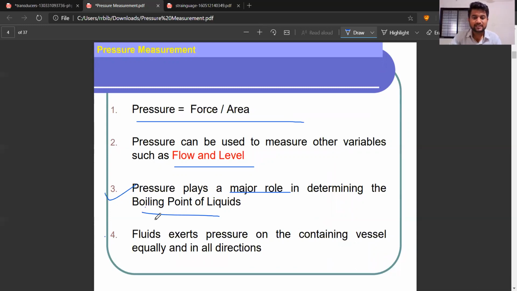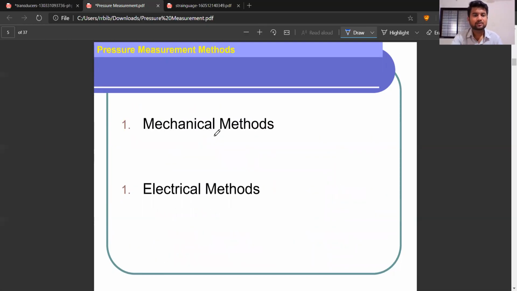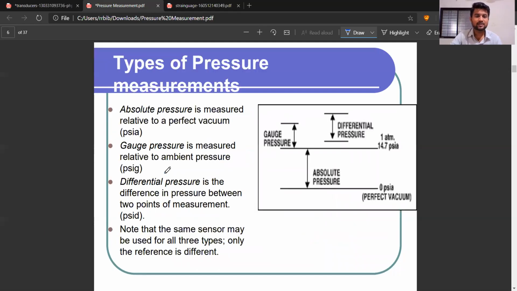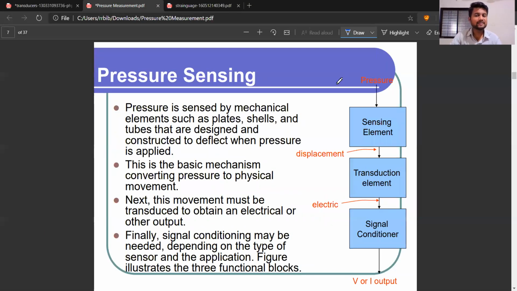These fluids exert a pressure on the containing vessel, equally in all directions. To measure whether a particular liquid is boiled or not, we use these pressure sensors also. There are two methods to measure pressure: the mechanical method and the electrical method. Now, how are we sensing the pressure?